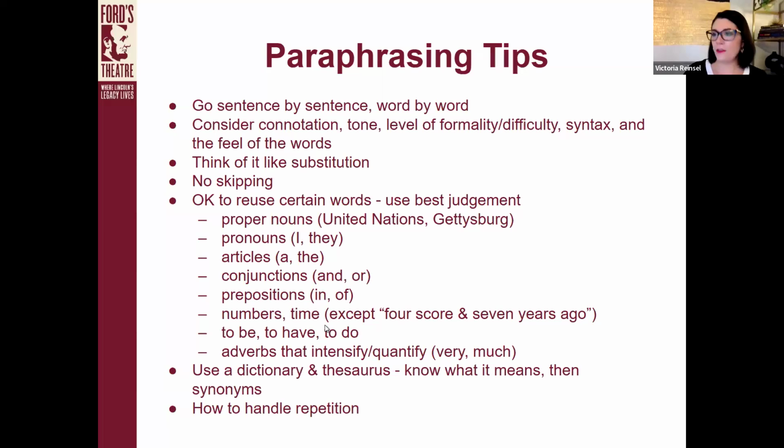Okay. So let's delve into it a little bit. I'm just going to throw some tips at you and then we're going to take a look at a bit of the text. So for me, this is how I handle paraphrasing. I go sentence by sentence, word by word. So we're not skipping anything. I'm thinking about the connotation. I'm thinking about the tone, the emotion of the words. I'm thinking about, is this a more formal or informal situation? Is the syntax, the sentence structure, complicated? Lincoln likes a lot of long sentences with multiple clauses, but sometimes he puts in a short sentence to contrast with that. So thinking about that can be helpful.